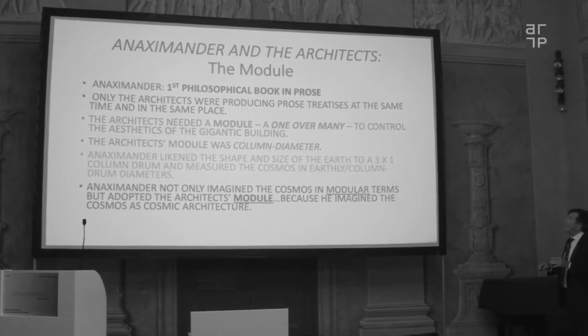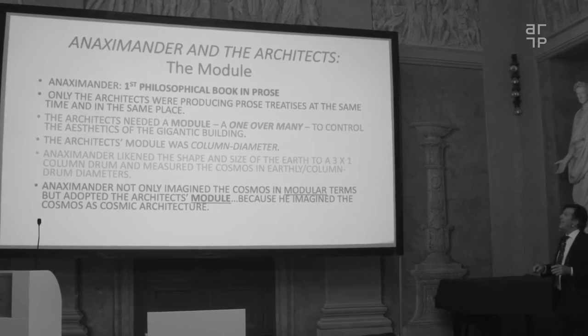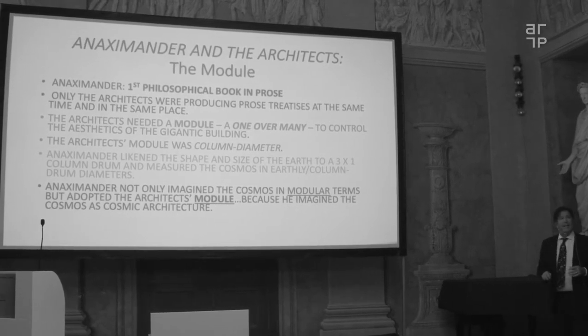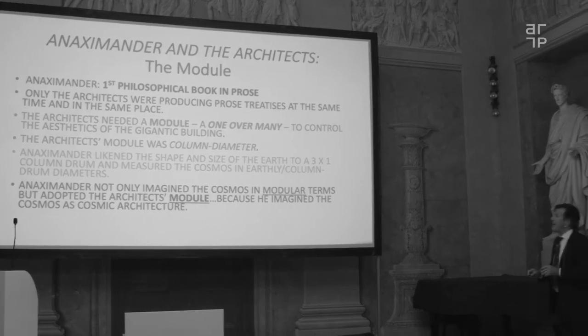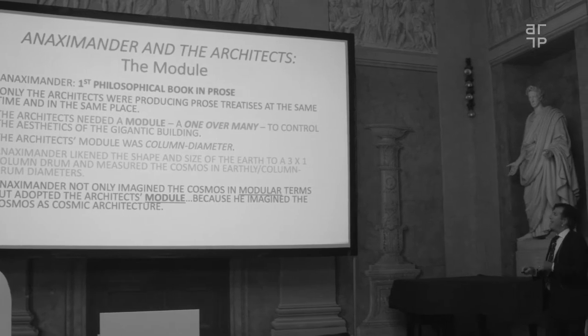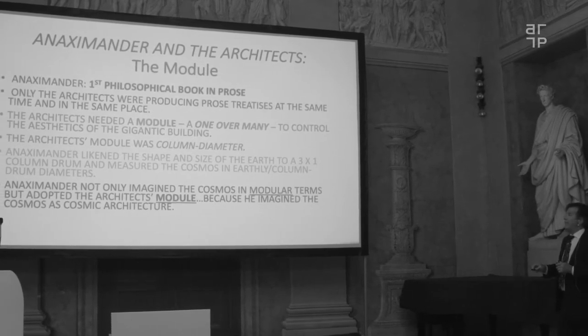The architects needed a module, a one over many, to control the aesthetics of the gigantic building. And the architect's module was column diameter. Anaximander likened the shape and size of the earth to a 3x1 column drum and measured out the cosmos in earthly, that is, column drum diameters.